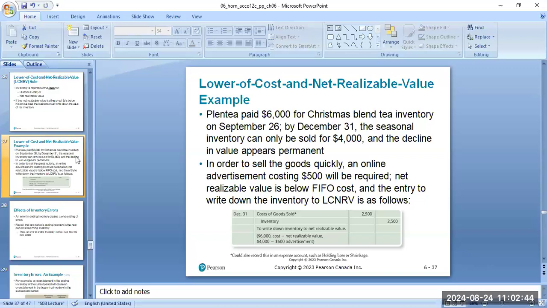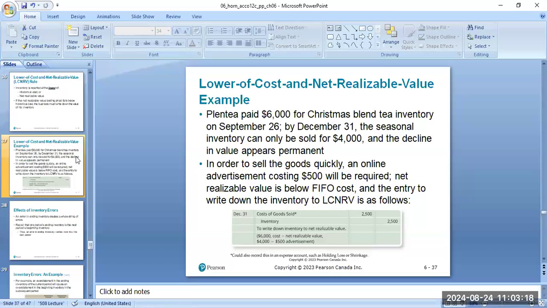Now, let's make it even more dramatic. In order to sell the goods quickly, they have to pay $500 for online advertisement. So in this case, the net realizable value will be $3,500. Why? Because they can sell it for $4,000, but they have to pay $500 for the advertisement, so the maximum we can get is $3,500.